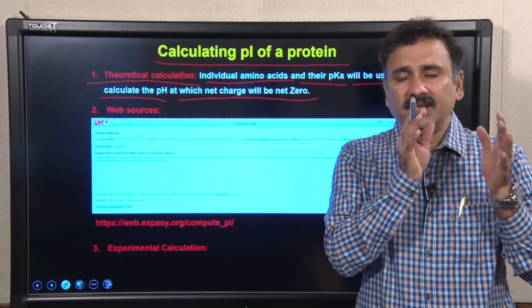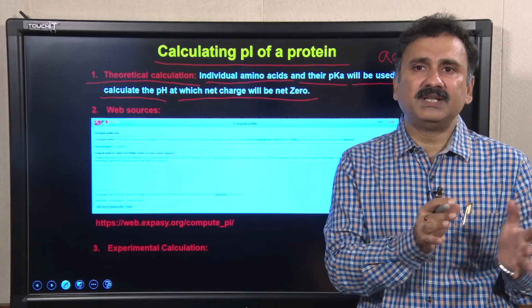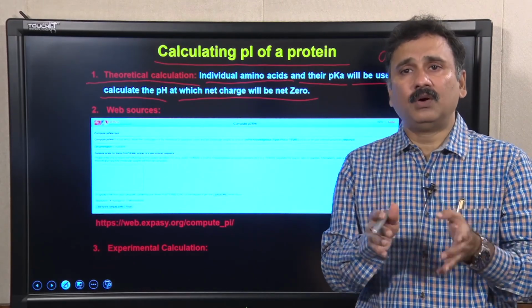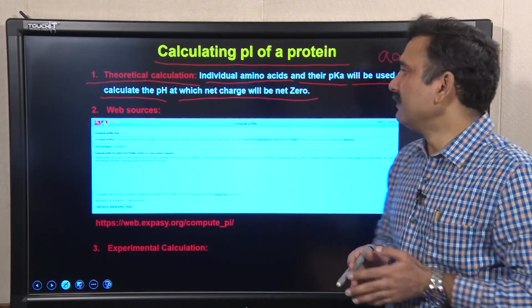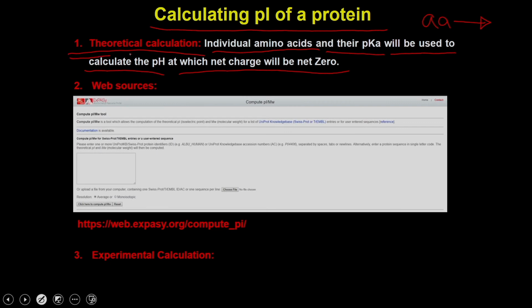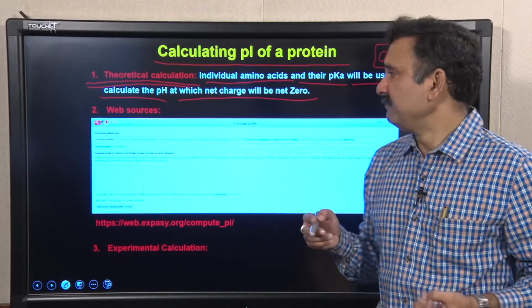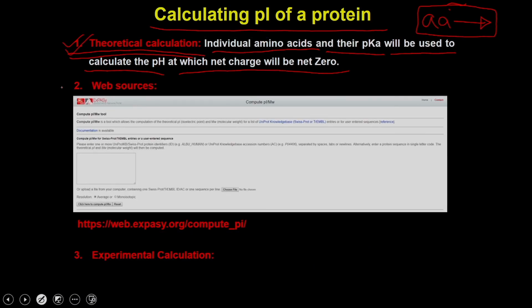So, it means that at the isoelectric point, the number of positive charges and the number of negative charges are going to be equal, and that is how the net charge on the protein is going to be 0. By theoretical calculations, one of the primary requirements is that you should know the amino acid sequence. If you know the amino acid sequence, you can use the theoretical calculations, or you can use some of the web servers.